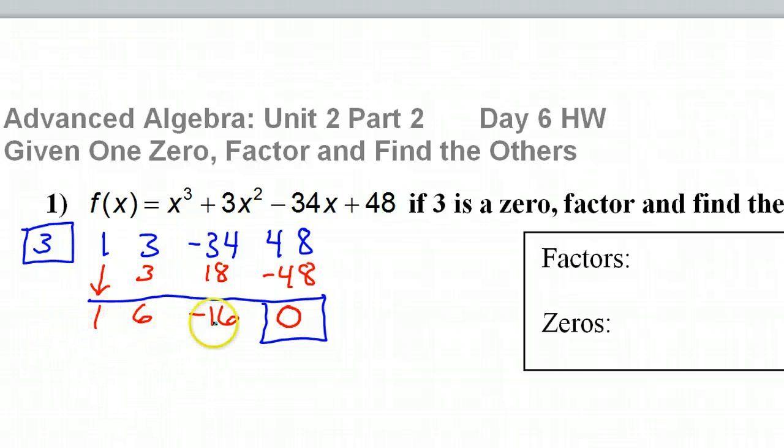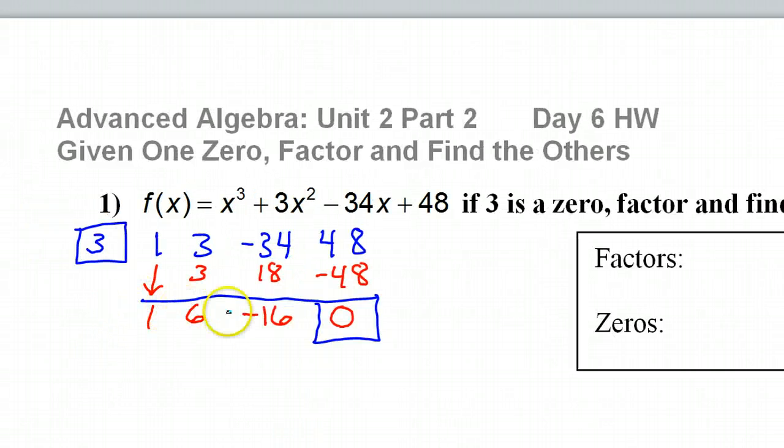Okay, so what we have here are coefficients of a trinomial. So in order to factor like we want to, we need to put the variables back into this trinomial. So this must be the constant, this must be the x term, and this must be the x squared term. So what we have here is x squared plus 6x minus 16. That's the trinomial that we got.